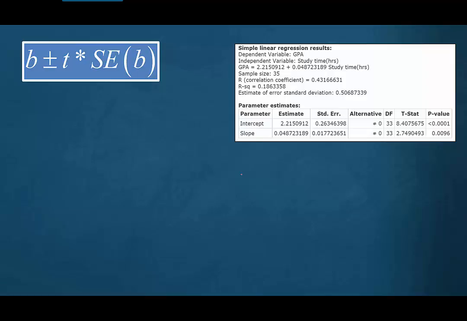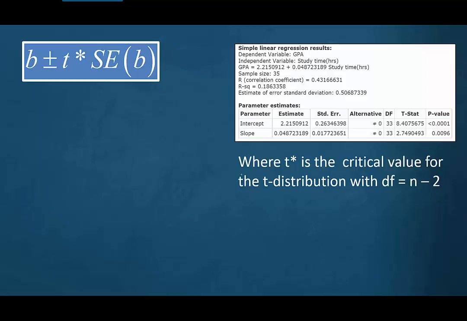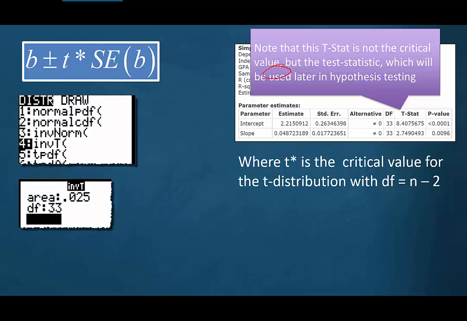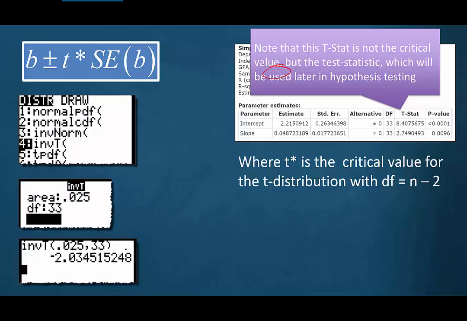You can look it up in the table. I'm going to show you on the calculator how to look that up. Again, we're going to look up df of n minus 2, and our sample size is 35, so our df is going to be, you guessed it, 33. And we're going to do a 95% confidence interval. It may be tempting to look at the t-stat, but this is not the critical value. This is the test statistic, and you'll look at this later when you do hypothesis testing. So to find the t-star, I'm going to use inverse t, with area 0.025, degrees of freedom 33. And we get a t-star of 2.0345. And we can carry that out a little bit further if you want.